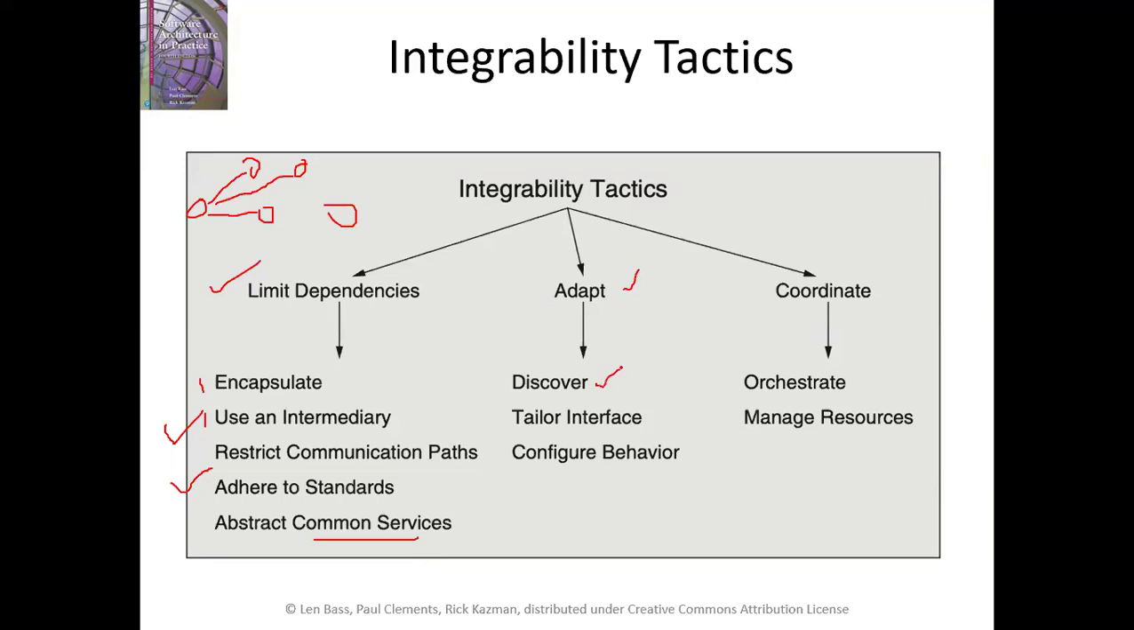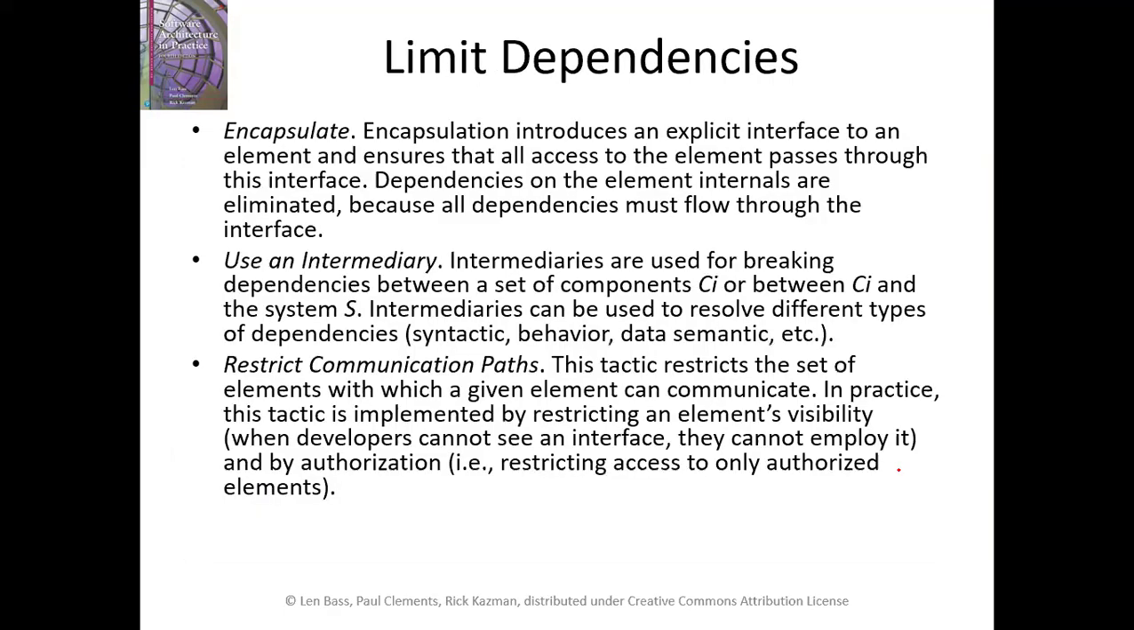Next is adapt. Discover services that can provide some functionality, tailor the interfaces so that they can meet these demands, and configure how each system, each module, each component behaves based on its current situation, maybe based on its current interface communication. Decide how each component behaves. And also we have coordinate. Coordinate the components, we orchestrate, and then we manage the resource utilization. All right, so we start from here. Limit dependencies.